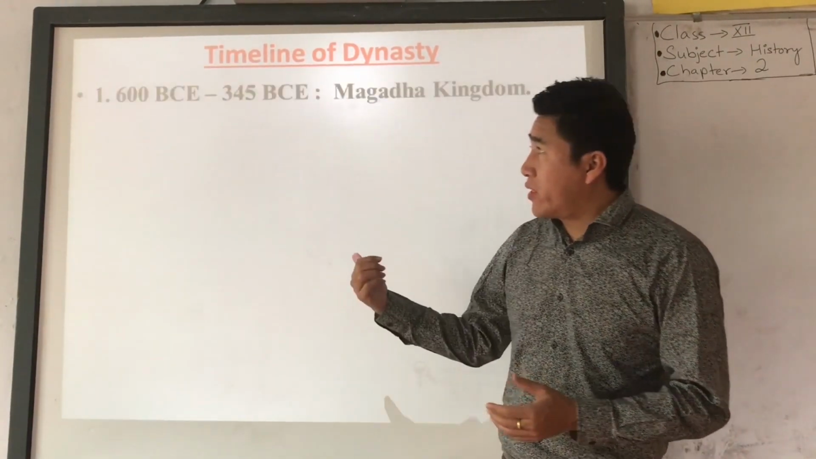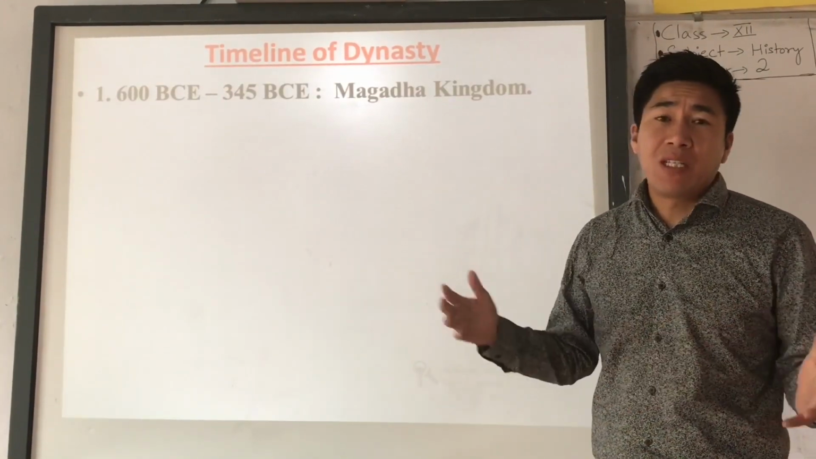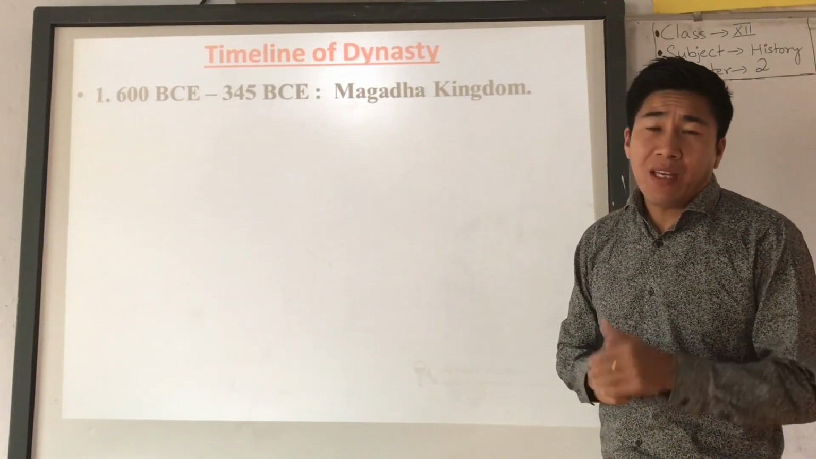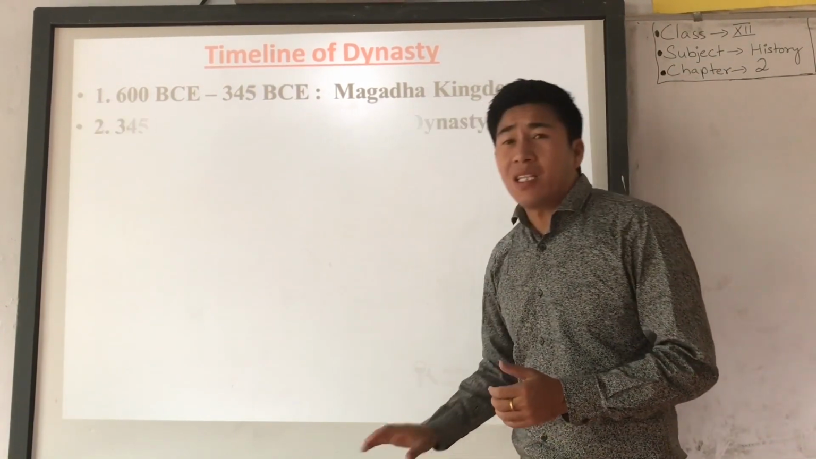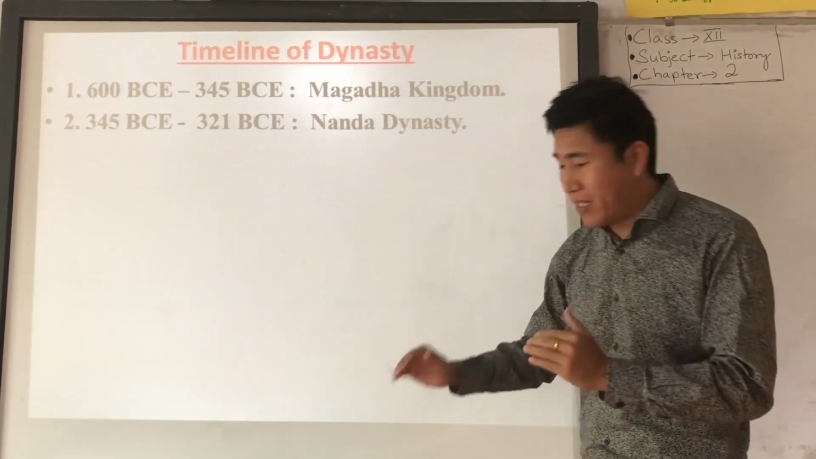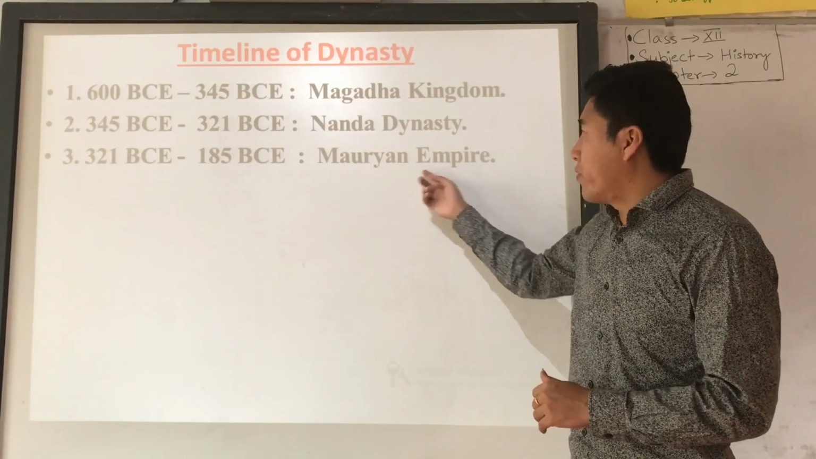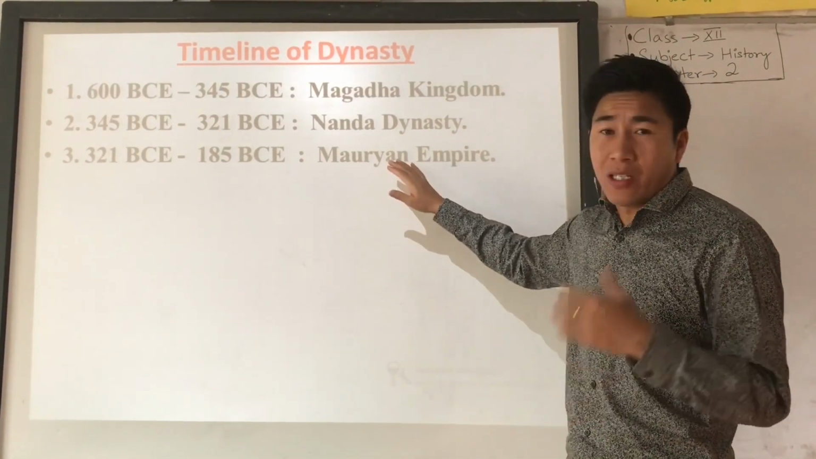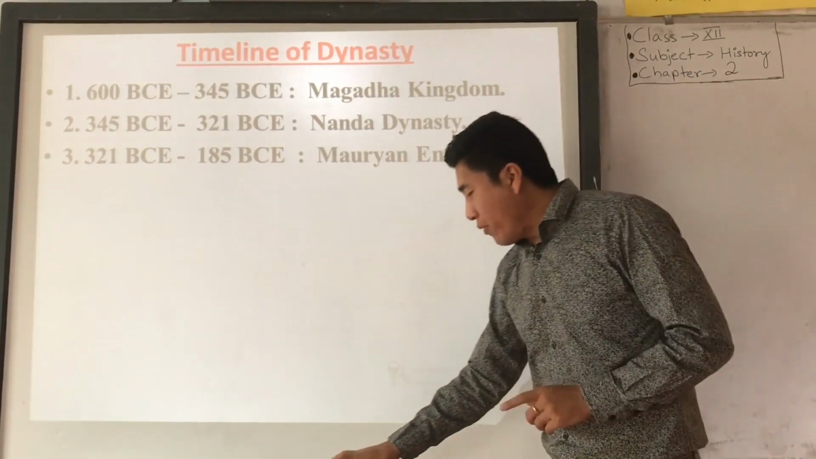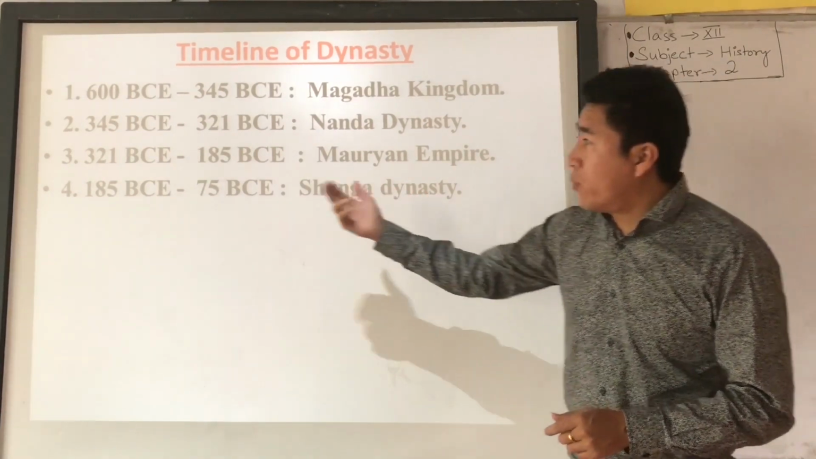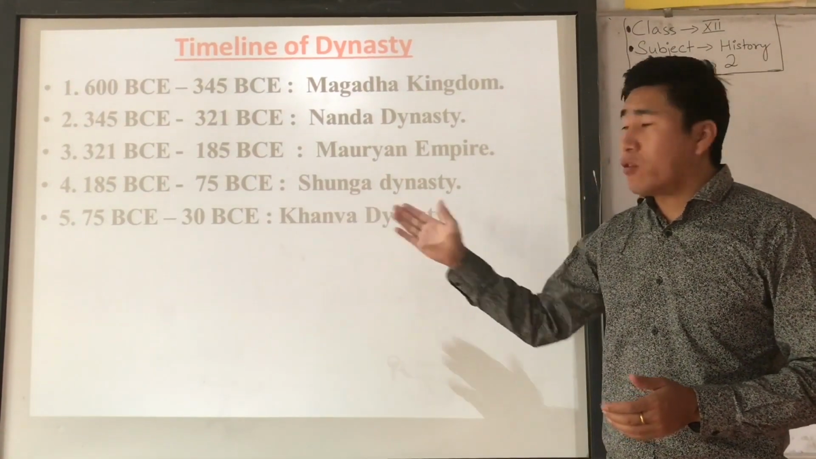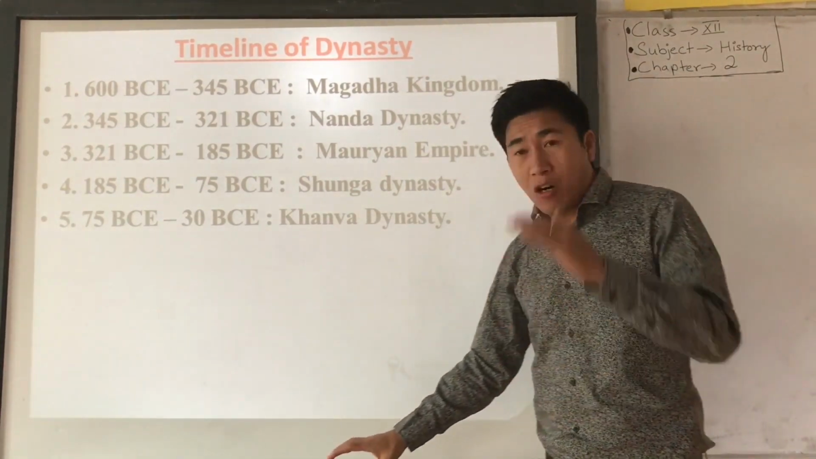So first we have the Mauryan and Magadha Empire, right? We have already done this topic. Magadha Empire, 600 BC to 345 BC. Then we have the Nanda dynasty, 345 to 321 BC, the second dynasty. Then third we have the Mauryan Empire. We have already done this topic, 321 BC to 185 BC. Then we have the Shungas, from 185 to 75 BC. Then we have the Kanvas, 75 to 30 BC. These are the chronological order of the dynasties.